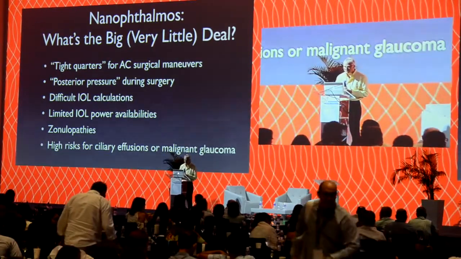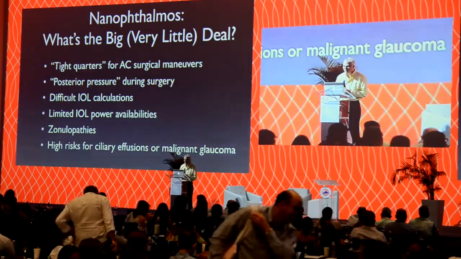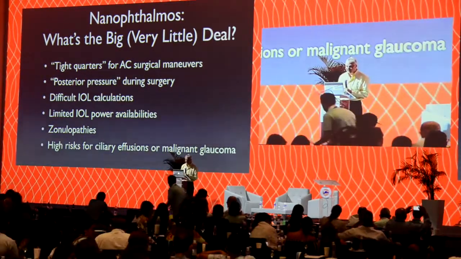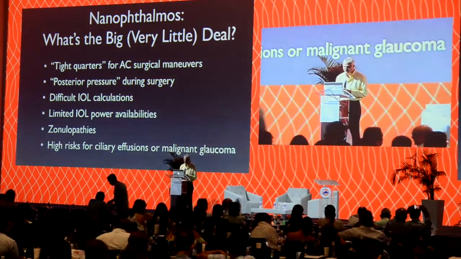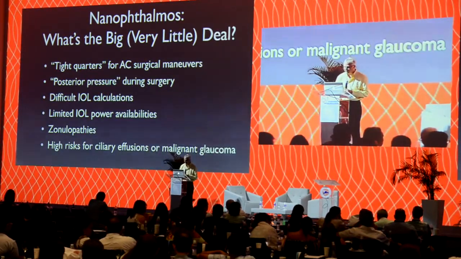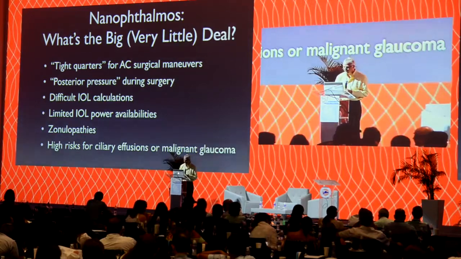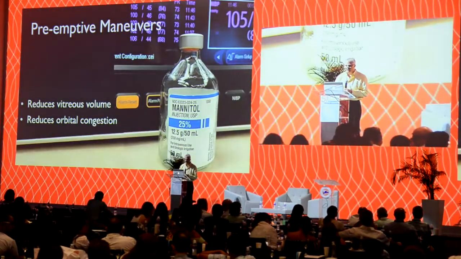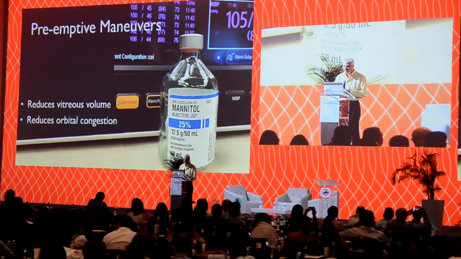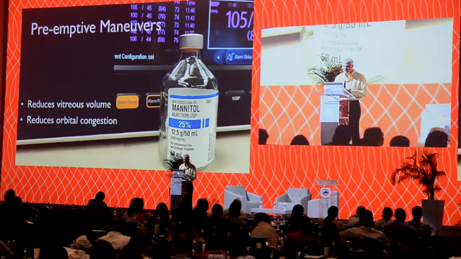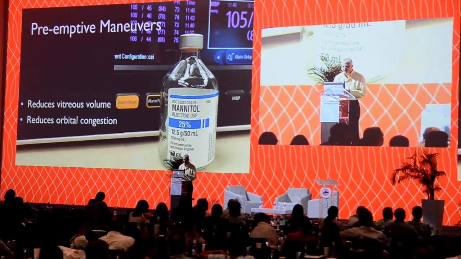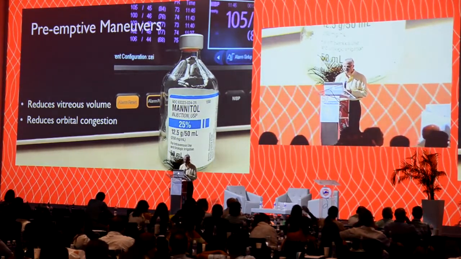The IOL calculations are difficult. There are limited IOL power availabilities. And many of these cases also have zonulopathy. That's something I don't think we've discussed quite as much yet. There are high risks for ciliary effusions or malignant glaucoma. And so for these cases, I always preempt by using mannitol intravenously, 50 cc's of 25% mannitol, 30 to 45 minutes prior to surgery. It reduces the vitreous volume.